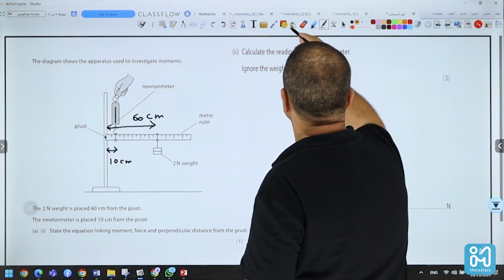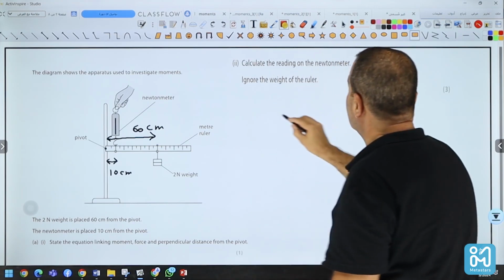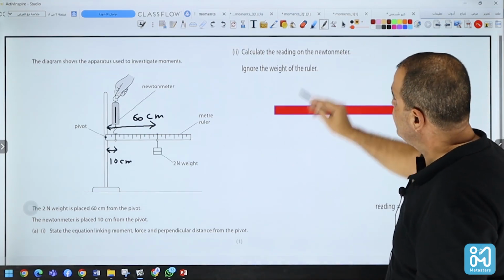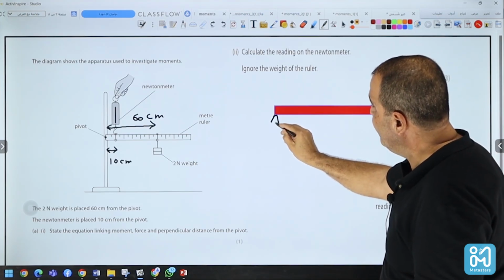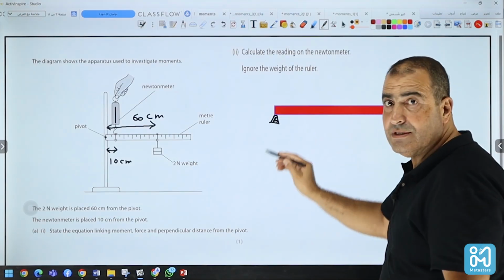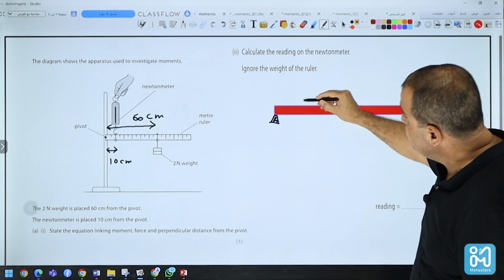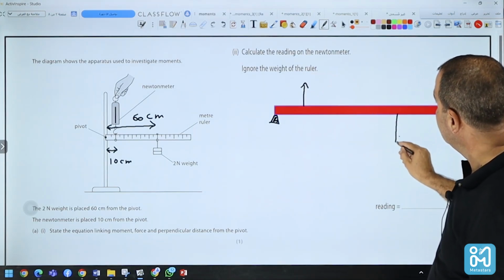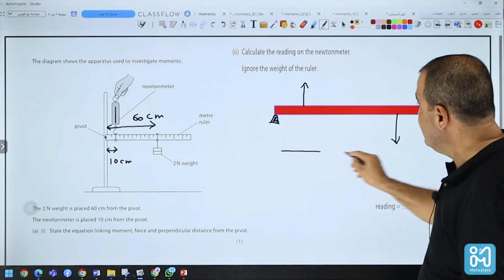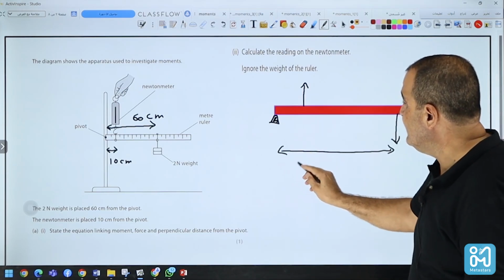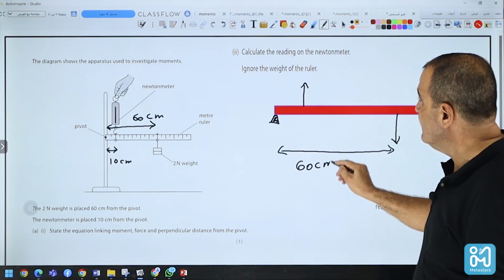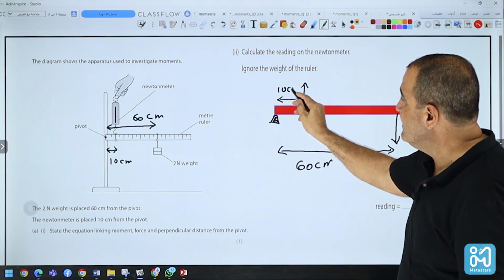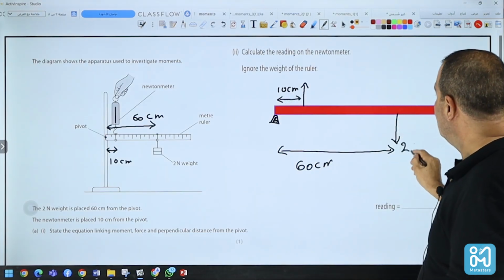I want to redraw it. This is the pivot. You may redraw any question you want. This is the force, and this is another force. The distance is 60 centimeter, and the distance is 10 centimeter. This force is 2 Newton.